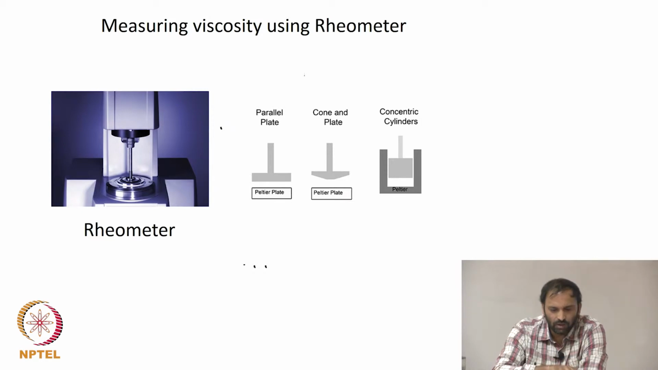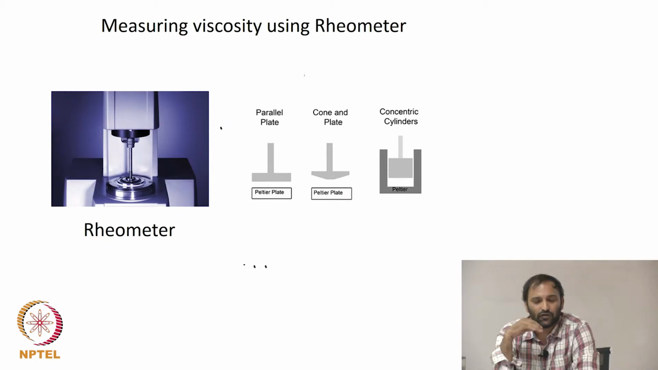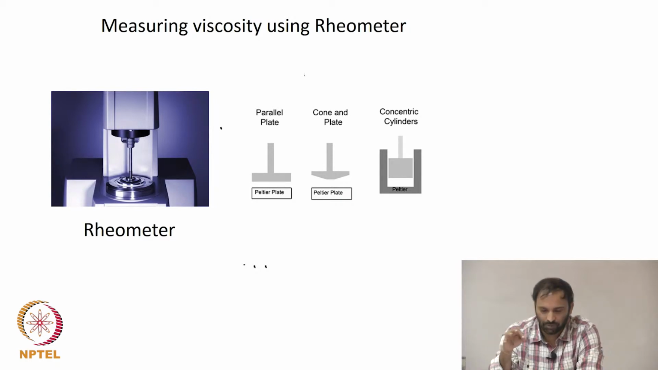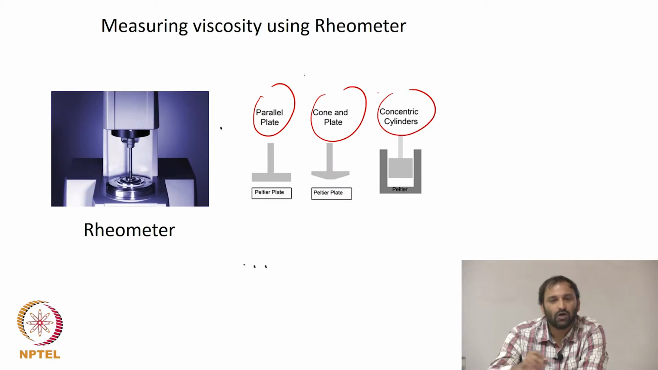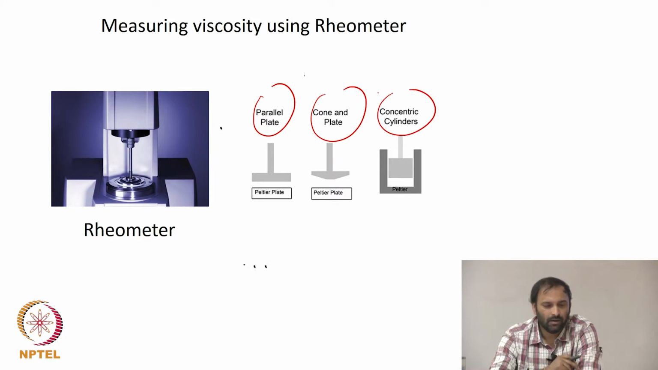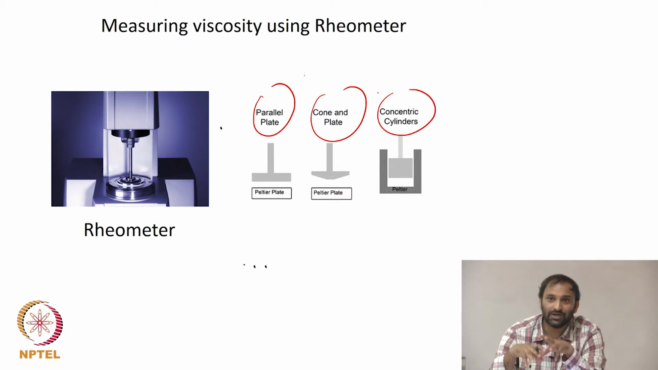Of course there are a lot of different flow geometries that people use, but the three most commonly used geometries are mentioned here: your parallel plate, cone plate, and concentric cylinders. Again, if you want to know how to use it, or see the instrument, you can of course drop by the lab. We can show you a few things as well.